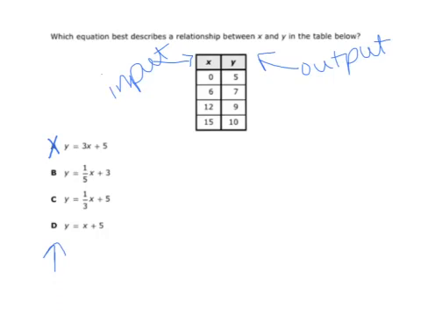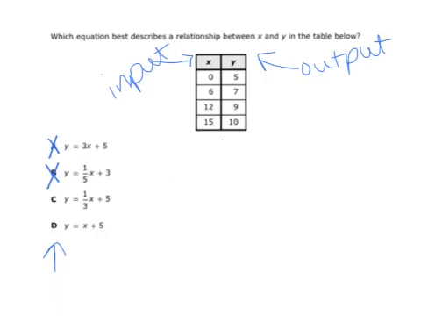My next equation is 1/5 x plus 3. Let's plug in the first one. 1/5 times 0 plus 3. Well, 1/5 times 0 is 0. 0 plus 3 is 3. Take a look at your output. Your output said I should get 5. That tells me this is also not my correct equation. So let's move on to the third one.